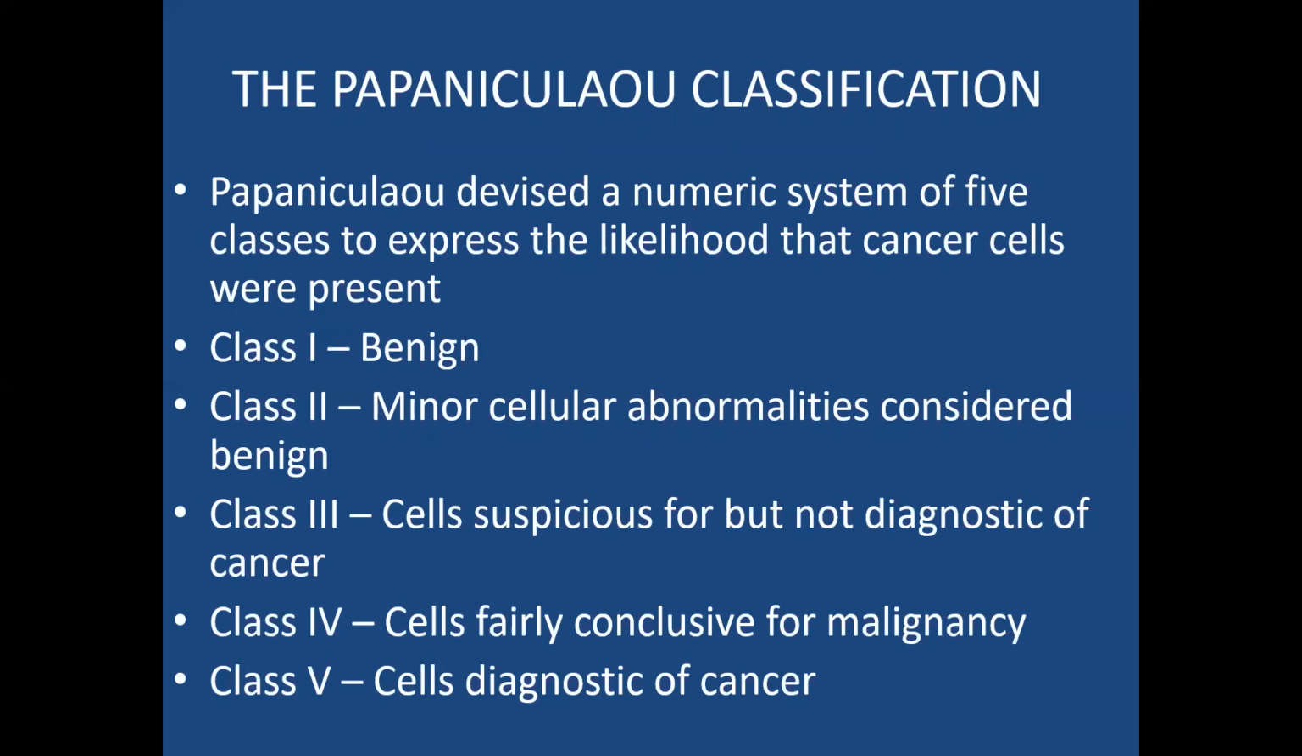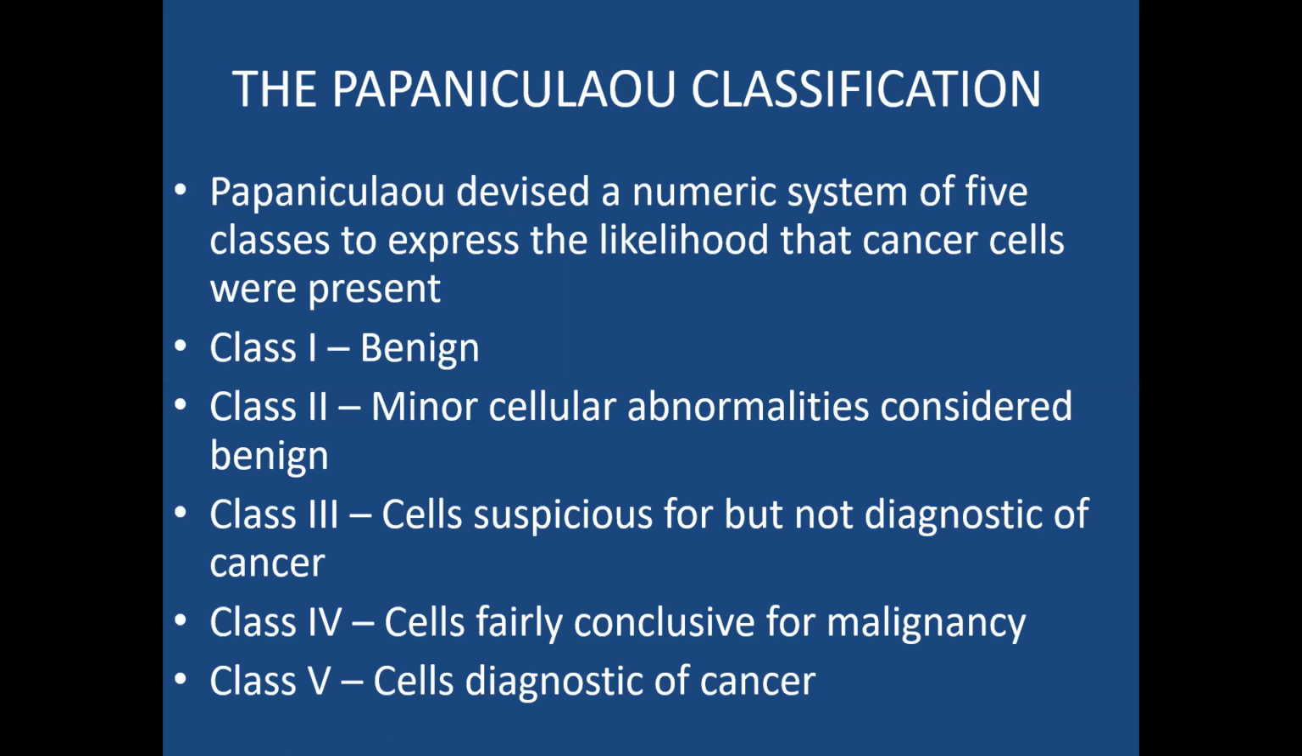So if you finish your screening and you report the smear as class 1, what it means is that it's benign. It means that there's nothing to worry about. Class 2 are reserved for smears that have minor cellular abnormalities, but are still considered benign. Minor abnormalities that are considered benign.